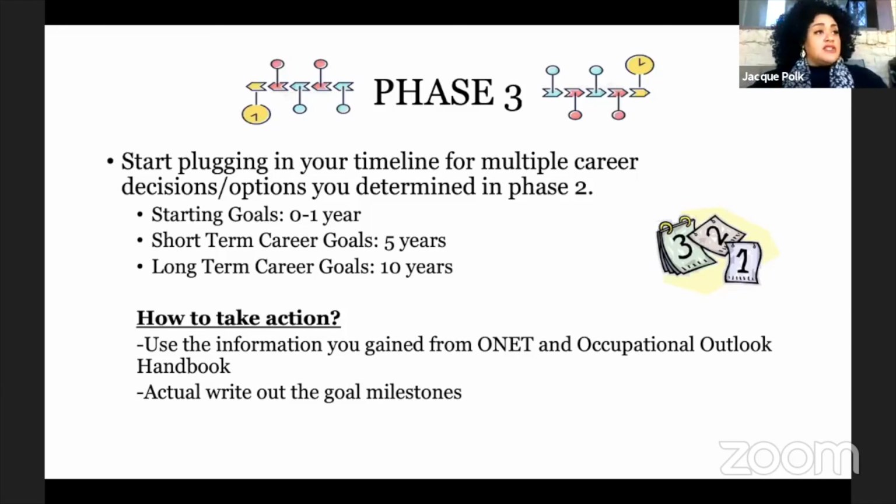So how do you take action? Make sure you're getting your information from the right sources, which are O*NET and the Occupational Outlook Handbook, and actually write out goal milestones. Month one, this is what I'm doing. Month two, this is what I'm doing. You don't have to be day by day or week by week, but if that's your thing, do it. But you have to write it down. If you're not writing it down, then all you're doing is dreaming, and that's awesome. But we want to make things actionable. You can go to the next slide.